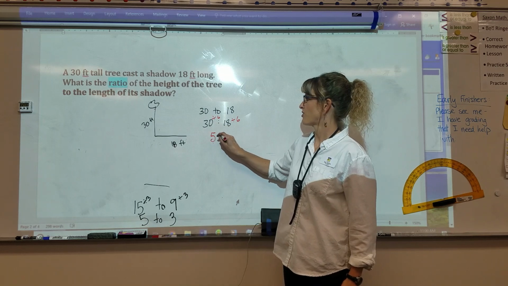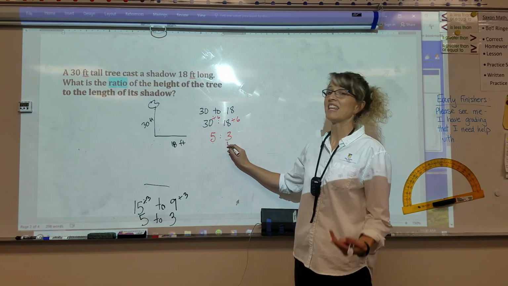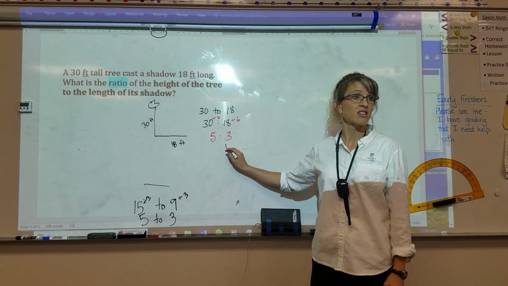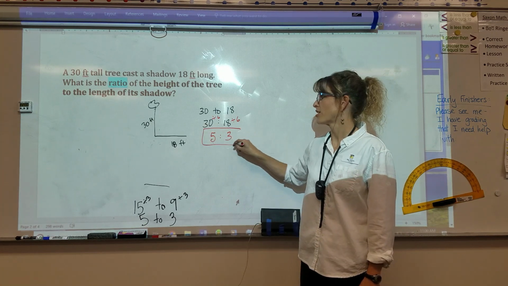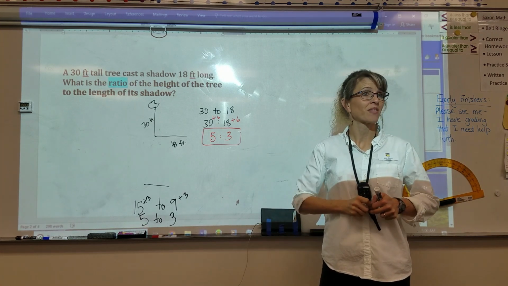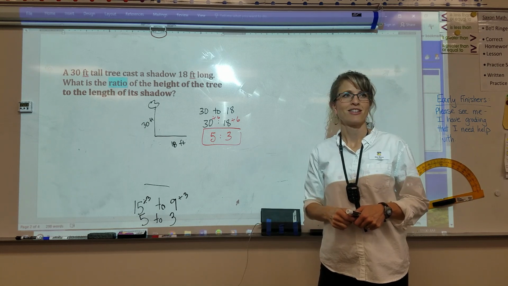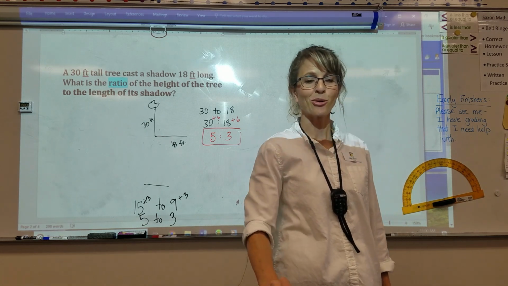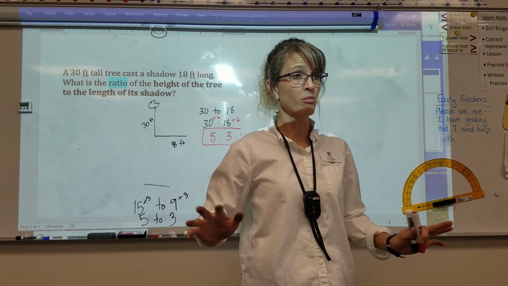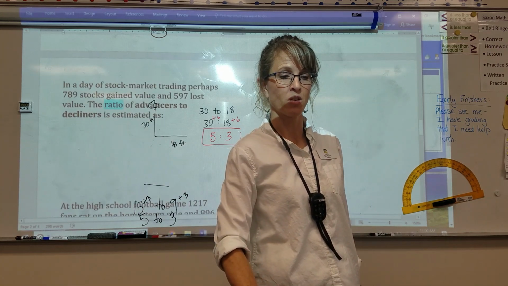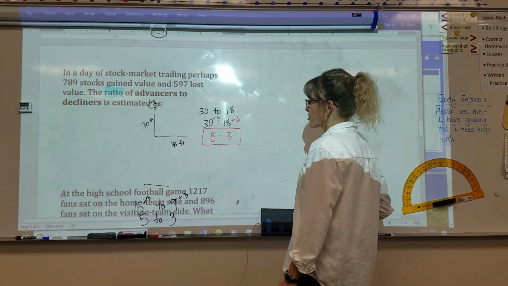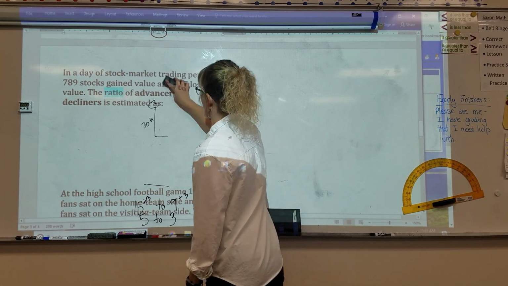30 divided by 6 gives us 5. 18 divided by 6 gives us 3. And then I for sure know nothing else can simplify or reduce. So I can write my answer 5 to 3. Okay, any questions? Some of you are like, oh man, I knew this in 4th grade. Some of you, that's kind of new, or some of you forgot. That's okay.